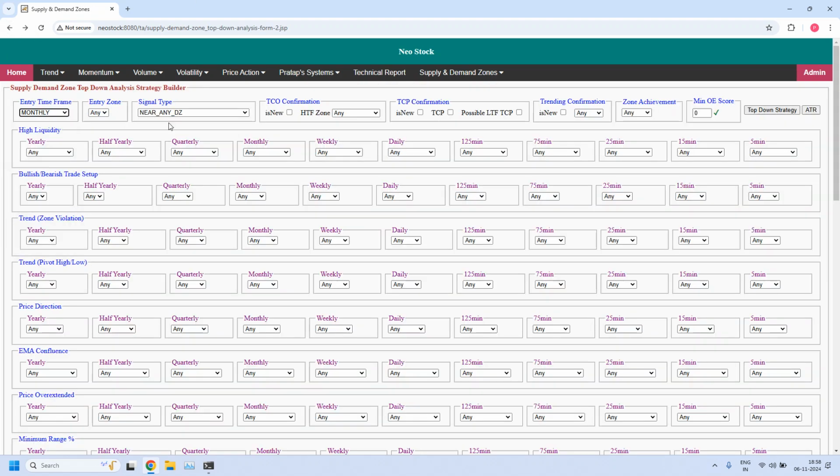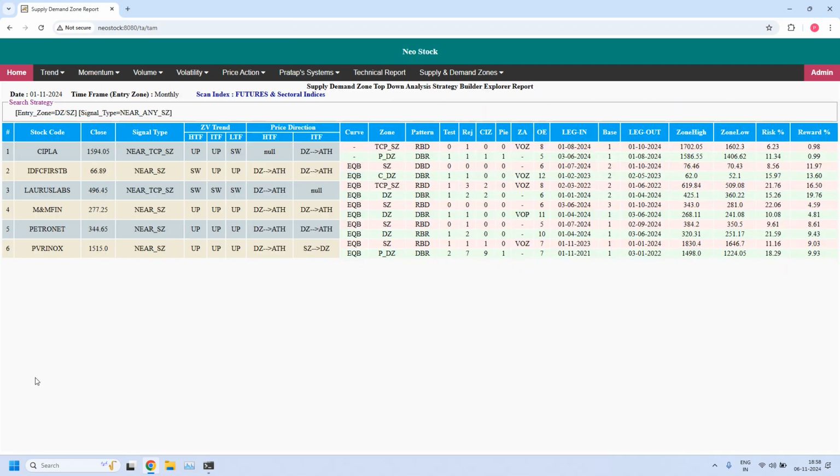Next, monthly time frame, let's find the stocks near monthly supply zone. 6 stocks are filtered.